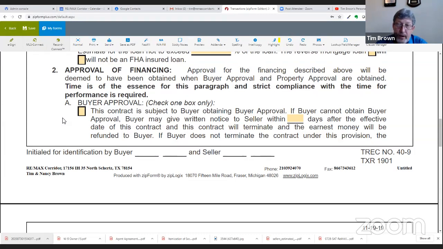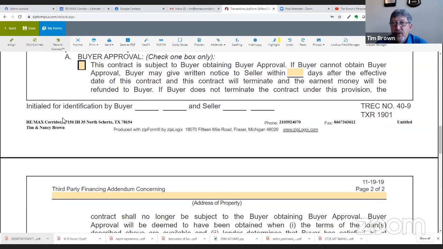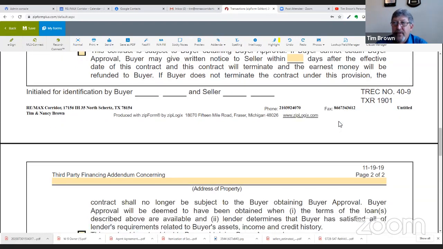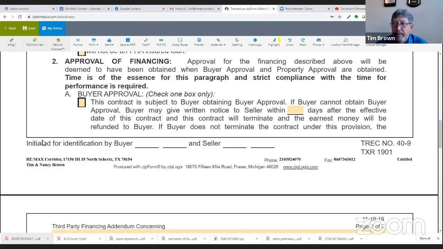performance is required. So both the buyer have options here, and requirements, as well as the lender getting the appraisal in. So we'll start with the buyer approval. The contract is subject to the buyer obtaining final buyer approval, and if the buyer can't obtain this, you may give written notice to the seller within X number of days of the effective date. All right, and if they don't terminate the contract under this provision with that number of days, the buyer is now obligated to purchase the property.